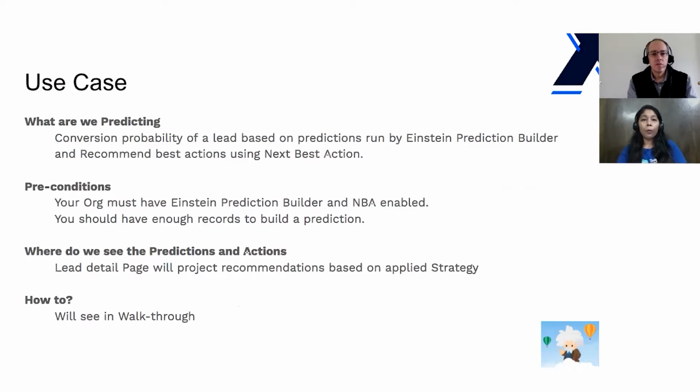Okay, so before going ahead to the demo, let's understand the use case. What we will be predicting here is the conversion probability of the lead. The preconditions are the Einstein Prediction Builder and NBA enabled in your org. When I say NBA, it's Next Best Action. You have to make sure that you have enough records to build a prediction, because there is a minimum record requirement to build your predictions.